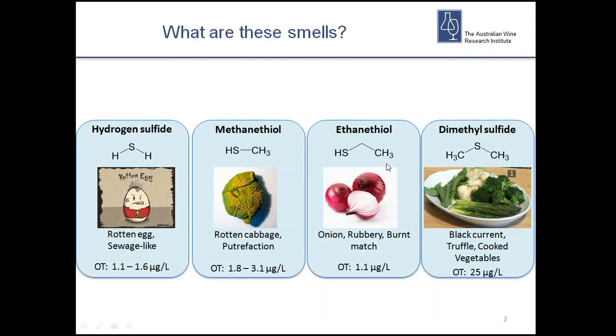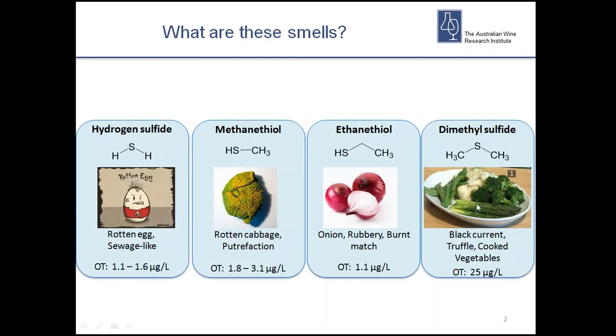So these compounds are usually present in wine in very low concentrations, and I've highlighted their aroma thresholds here for you at the bottom. And it's only when they exceed these aroma thresholds that they become problematic. And then they're associated with aromas such as rotten egg and sewage for hydrogen sulfide, rotten cabbage and putrefaction for methanethiol, and onion and rubbery and a burnt match aroma for ethanethiol.